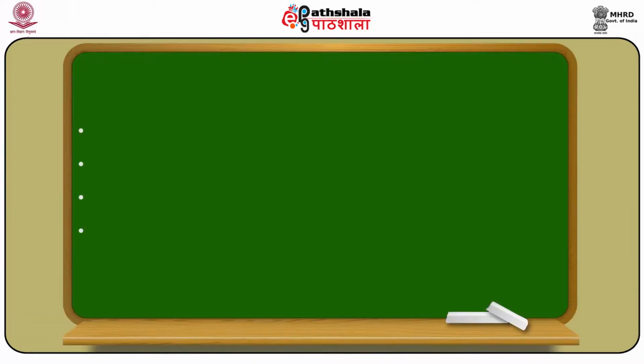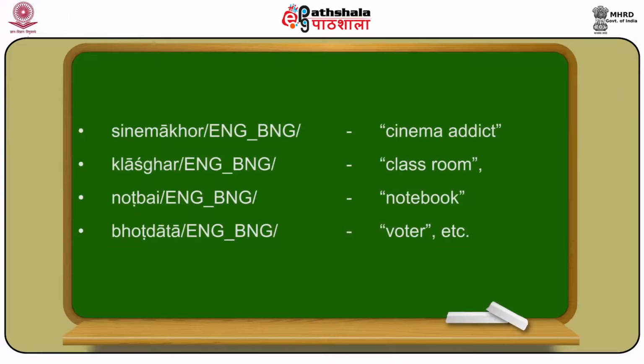Suppose I give you some examples, like say cinema core. What do you find? The first part is cinema and the second part is core. So the first part is an English word, the second part is Bengali. So how should I tag it? Should I tag it as an English word? Should I tag it as a Bangla word? If I tag it as an English word, then I am missing the information that core is a Bangla suffix part. But if I tag it only as a Bangla word, then I also miss that the first part is actually an English word.